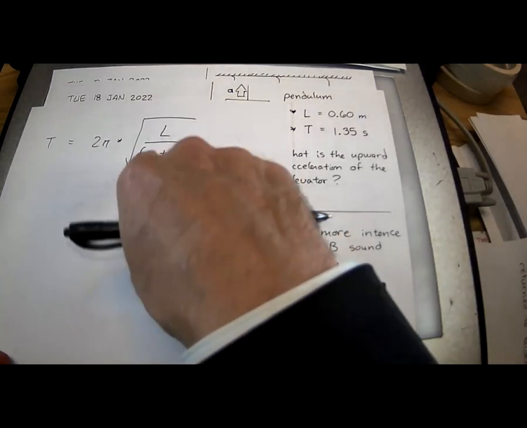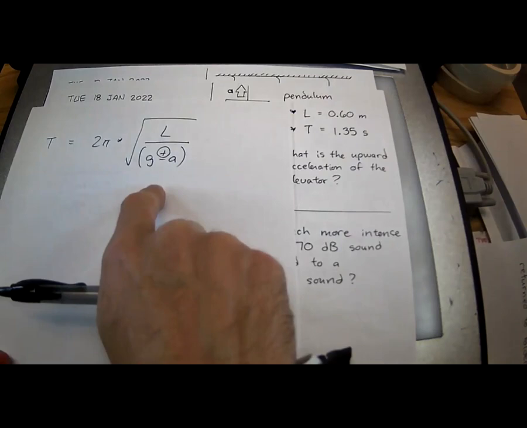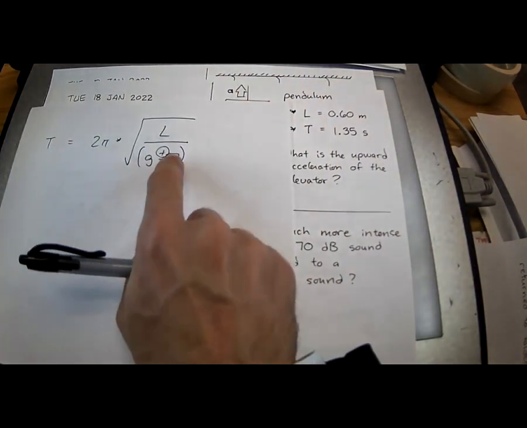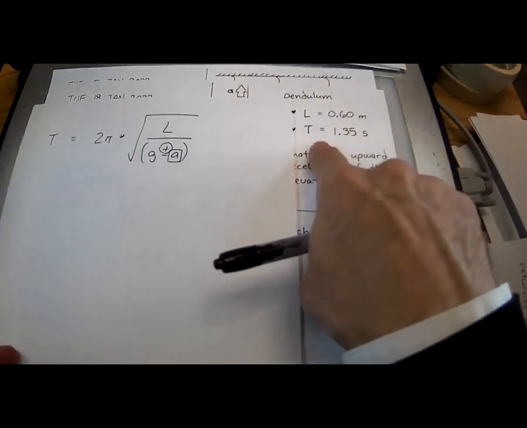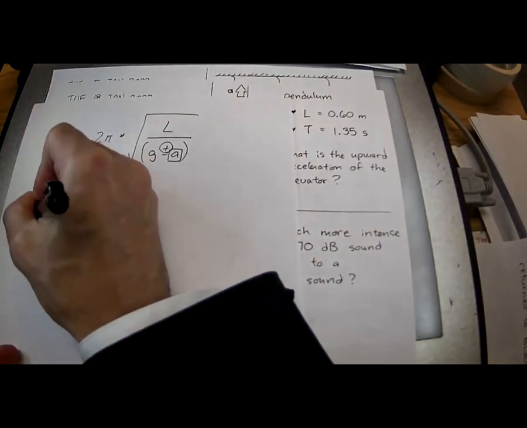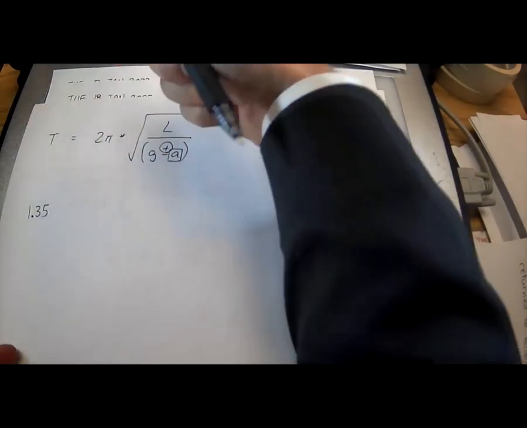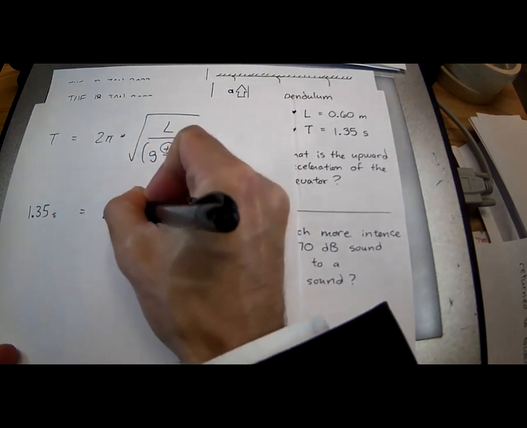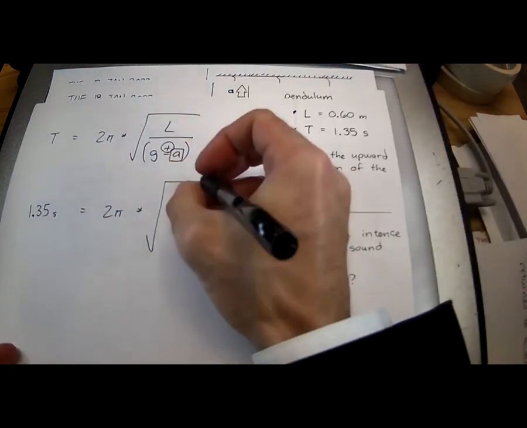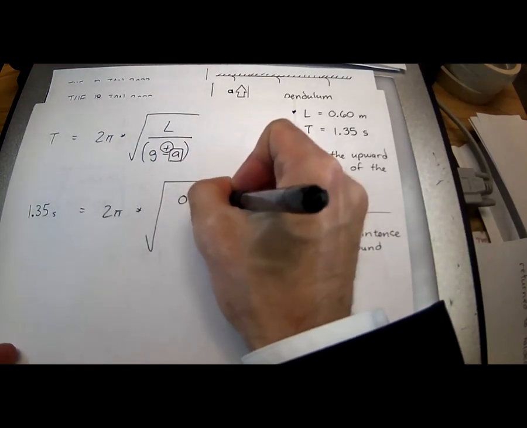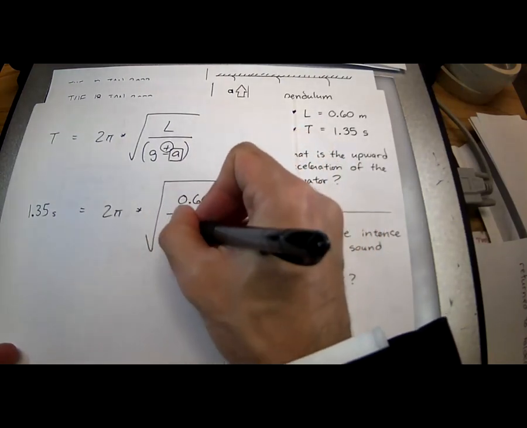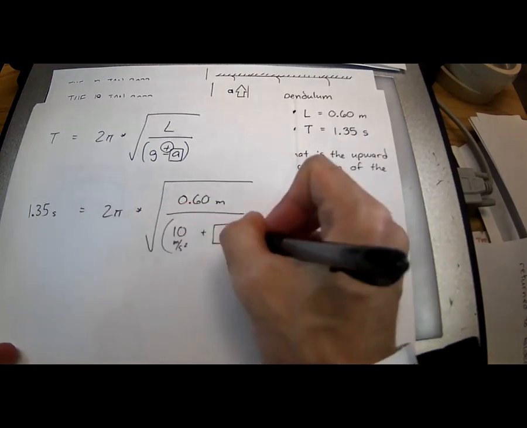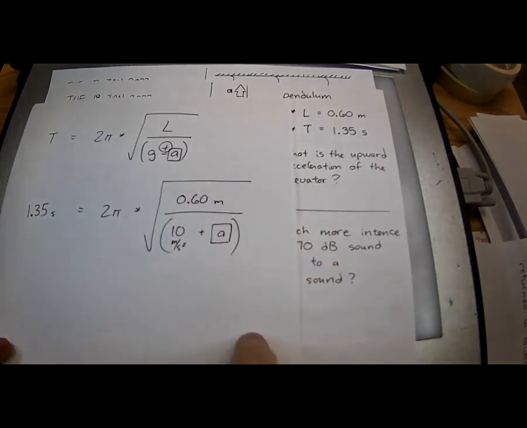So we're not going to do minus, we're going to do plus because it's accelerating upward. So it's like an increased gravity field strength. And we're solving for what this acceleration is. I'm going to plug in this time. 1.35 seconds is the recorded time back and forth. That is equal to 2 pi times the square root of length, 0.60 meters, divided by g, 10 meters per second squared, plus a. We're solving for that acceleration a, so all these other numbers play out exactly like that.